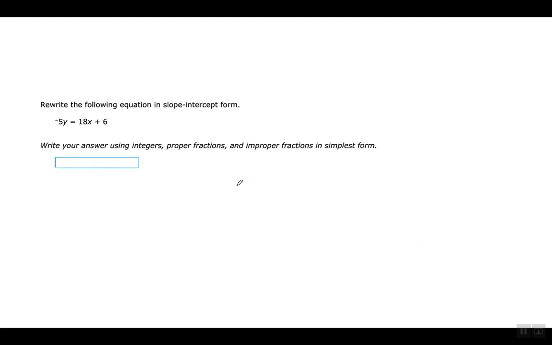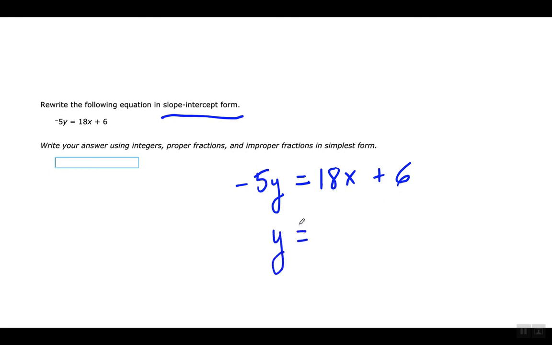Alright, I'm doing tons of examples today, huh? Okay, negative 5y equals 18x plus 6. Again, I want to get y by itself, so our goal is to put everything in slope-intercept form, alright? So y's got to be by itself. Really, this is almost already in slope-intercept form. The only thing I got to do is move that negative 5 and divide both of these terms by negative 5.